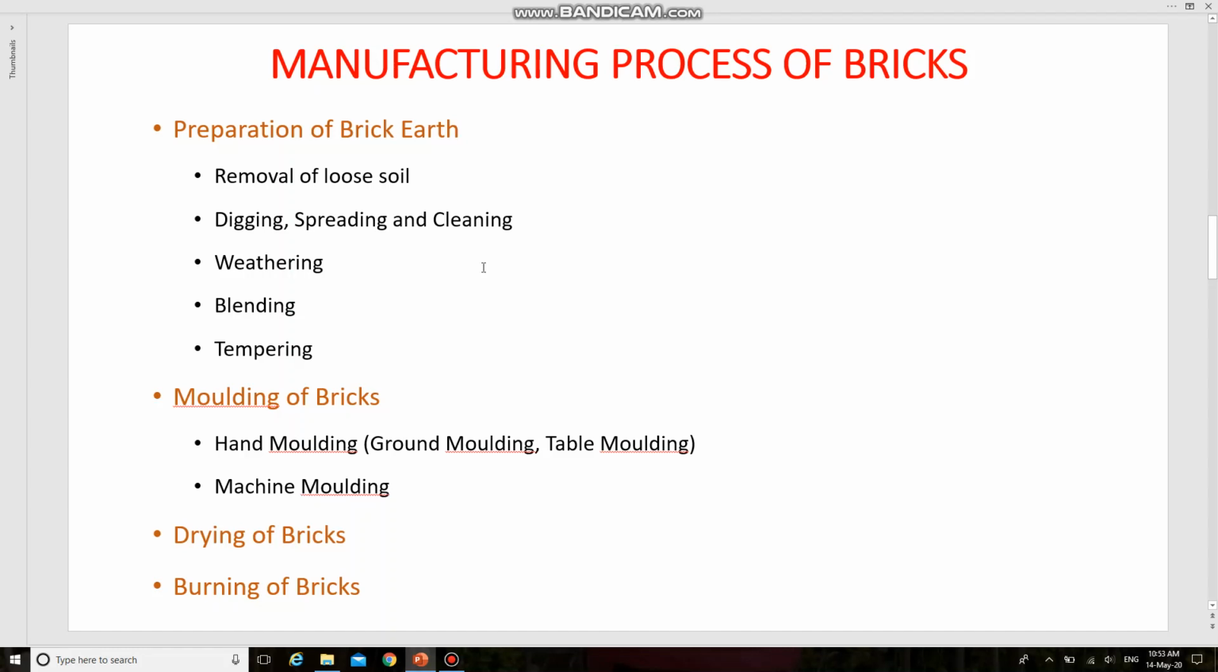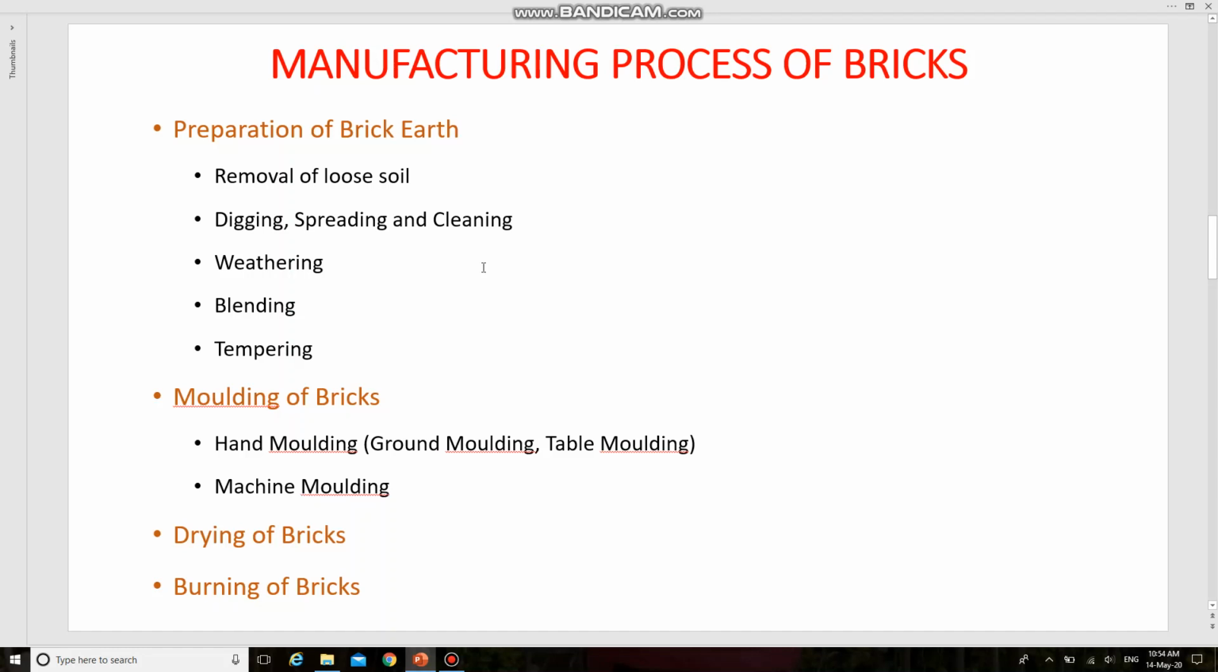This is done to make the whole mass of clay homogeneous and plastic. The required quantity of water is added to clay and the whole mass is kneaded under the feet of men or cattle. When bricks are manufactured on a large scale, tempering is usually done in a mill, that is pug mill. So these are the steps of preparation of a brick earth.